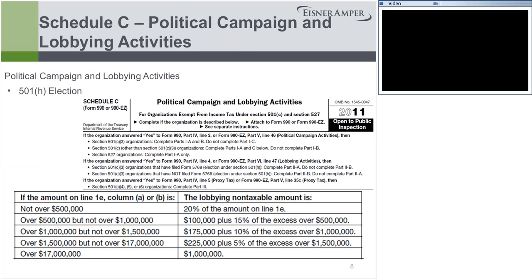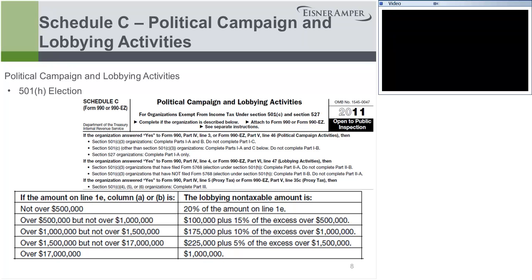Schedule C, political campaign and lobbying activities. So it's very important to know that in general, nonprofits really aren't supposed to engage in a significant level of political activities or lobbying. They can make a special election, which would allow them some leeway to do this. They may be related to a tax organization, and therefore through a sister organization they may be doing some sort of political activity. But in general, they're really not supposed to carry on a significant level of this.